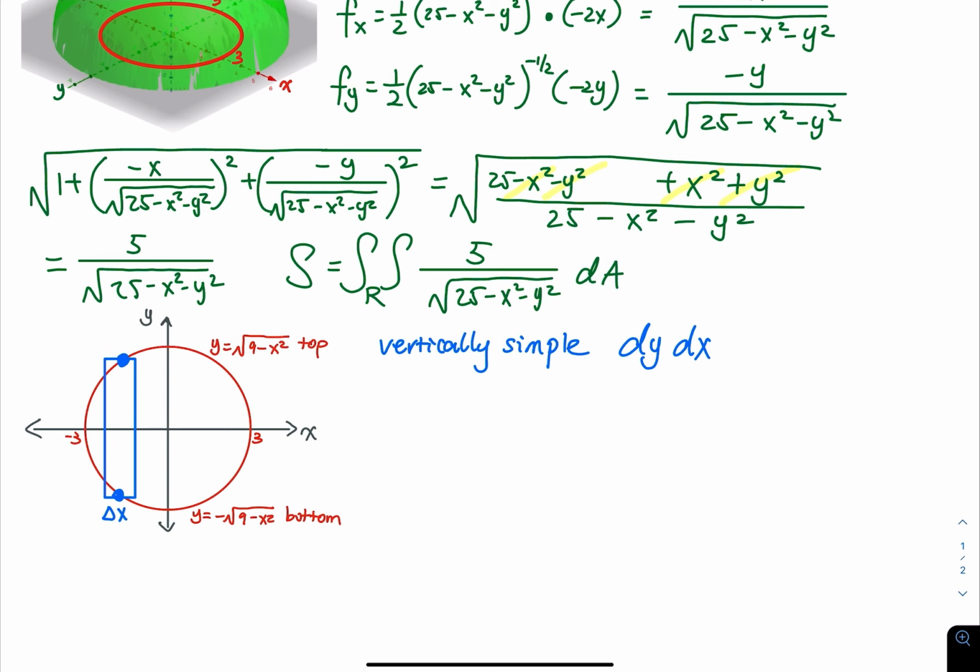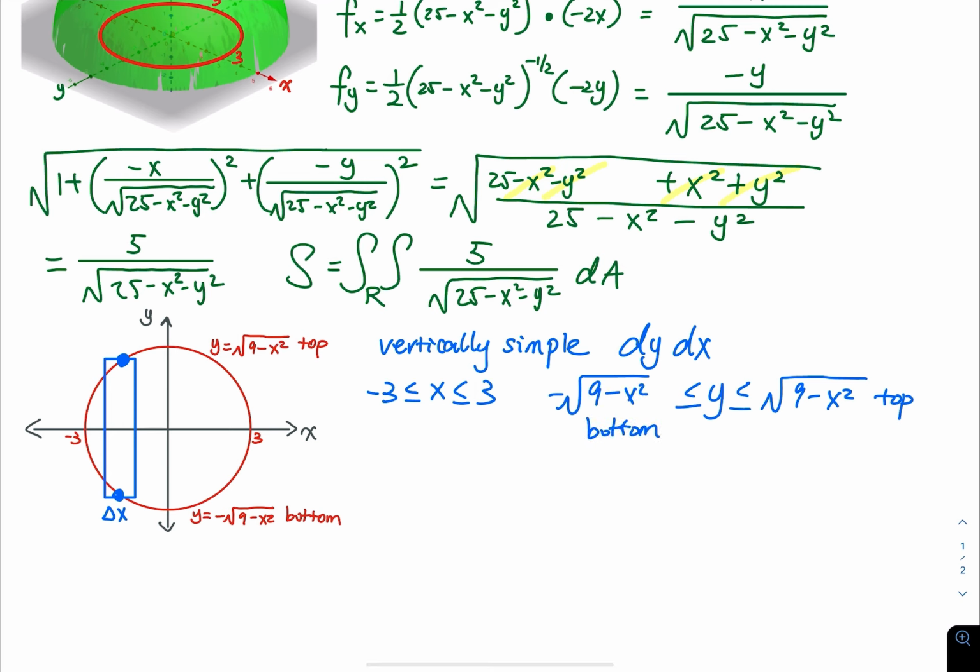And then x is between where? We have x between negative 3 and 3. Just look at the circle. And then y is between what? y is between the square root of 9 minus x squared on top, and then the negative square root of 9 minus x squared on the bottom. Just like when you study the area between curves, top curve, bottom curve. Okay, that's how we set up the integral.